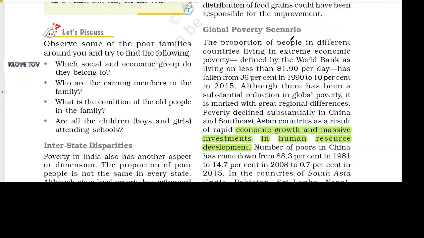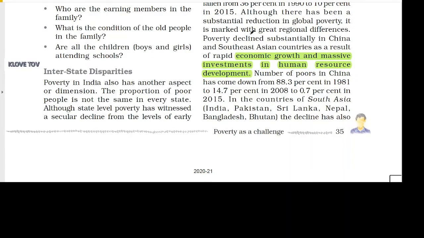Global poverty scenario. The proportion of people in different countries living in extreme economic poverty, defined by the World Bank as living on less than $1.90 per day, has fallen from 36% in 1990 to 10% in 2015. Although there has been a substantial reduction in global poverty, it is marked with great regional differences.